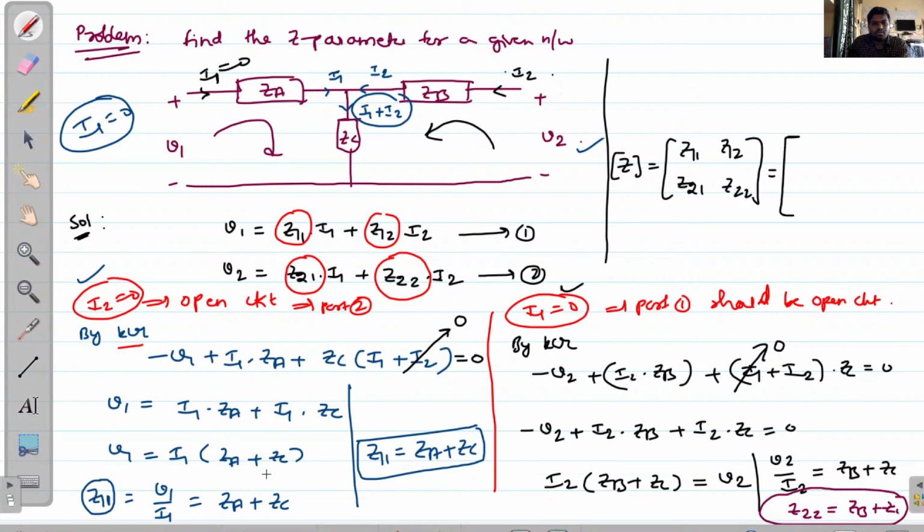So for this particular network, the Z parameters Z11, Z12, Z21, Z22: Z11 equals ZA plus ZC. What about Z12? ZC. Z21? ZC. What about Z22? ZB plus ZC. This is your resultant matrix, right? So Z11 equals ZA plus ZC. This is the derivation.